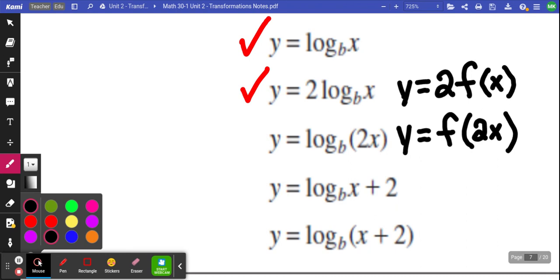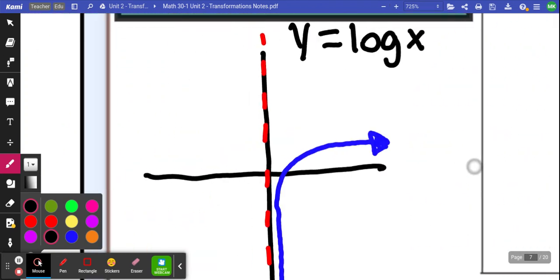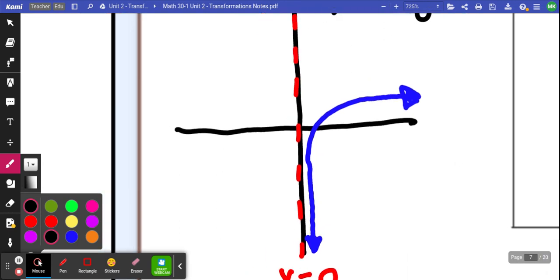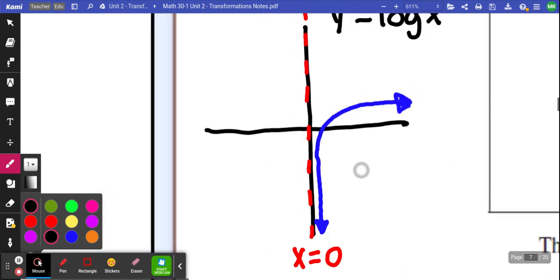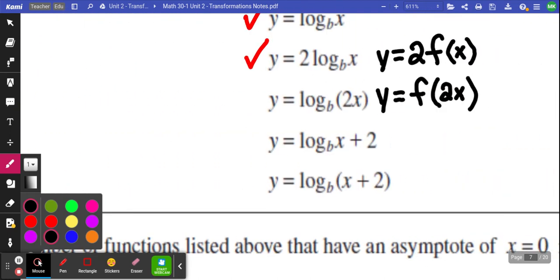So imagine our asymptote over here. That is at x equals 0. So if I stretched it times 1/2, would it move? No, x equals 0. 0 times 1/2 is 0. This would not move. Okay, it's already on the y-axis. It can't stretch away from it if it's already on it. So that would not move. It is still x equals 0. That one is good.